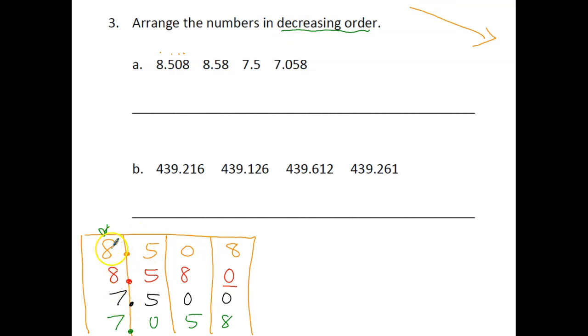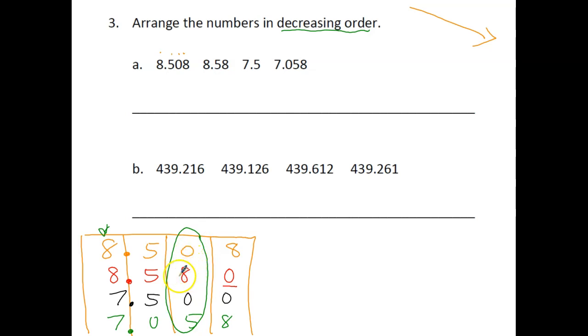I know one of these two numbers is going to be first. So now I have to say, well, okay, I have 8 in my ones place, so I can't make my comparison there. 5 in my tenths place, can't make my comparison there. And I have a 0. This is where I'm going to make my first comparison. I have a 0, and then I have an 8 in my hundredths place.